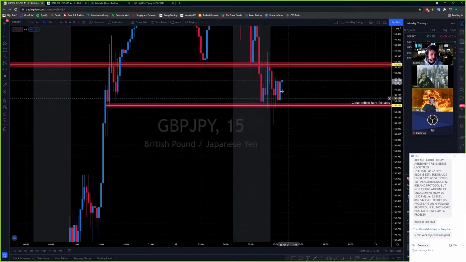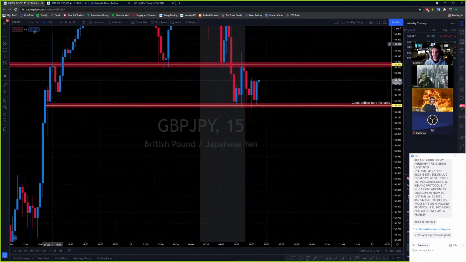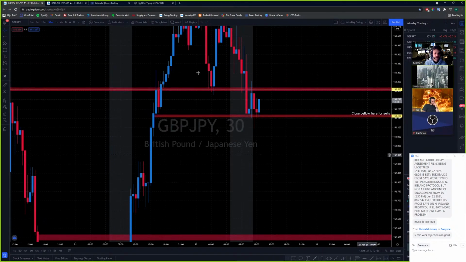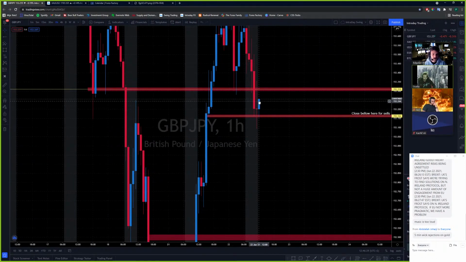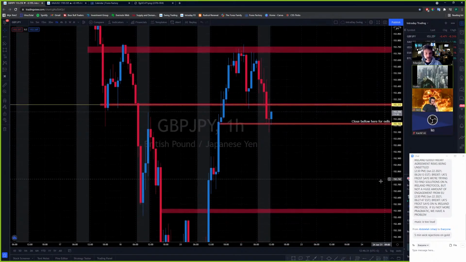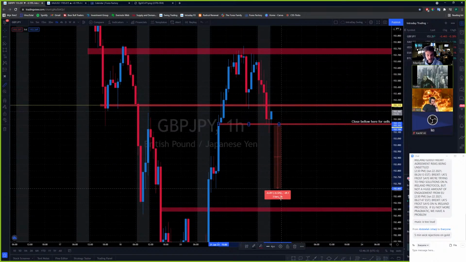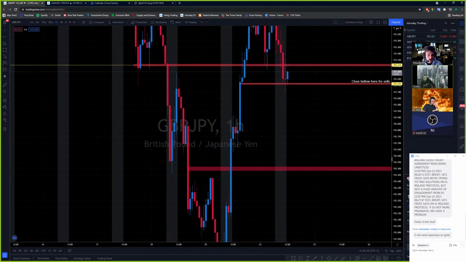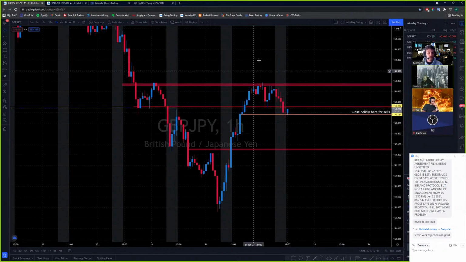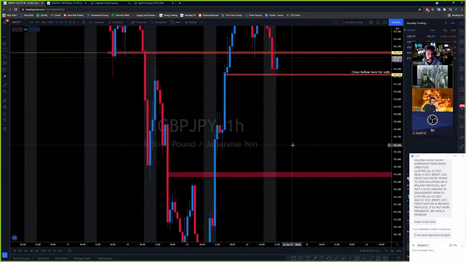And pound yen is continuing to range over here. If this hourly does close bullish, that's going to be even better, because then we have some form of a pullback, and we can say that we can have a second leg down, because it's quite rare for price to just move in one direction without doing any sort of pullbacks.